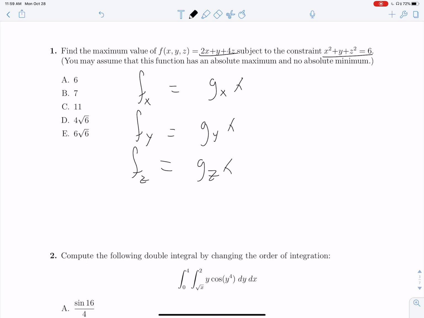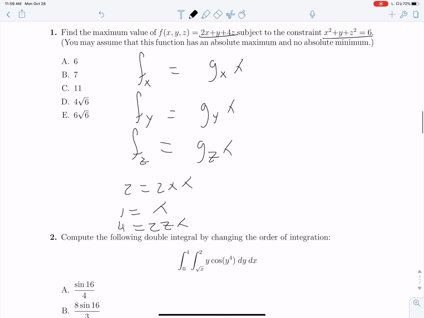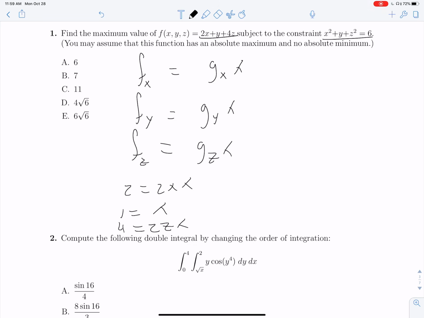So solving, we're going to get 2 equals 2x lambda, 1 equals lambda, and 4 equals 2z lambda. This is a very weird case where we actually know what lambda is, so we can skip a lot of steps and just solve. If lambda is equal to 1, x has to be equal to 1, and z has to be equal to 2.